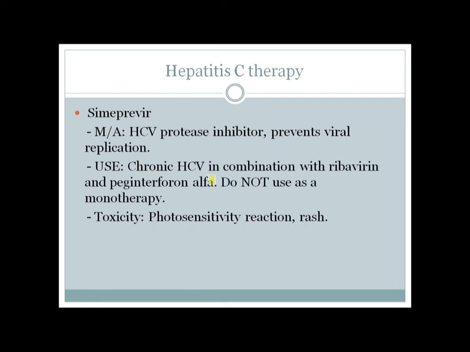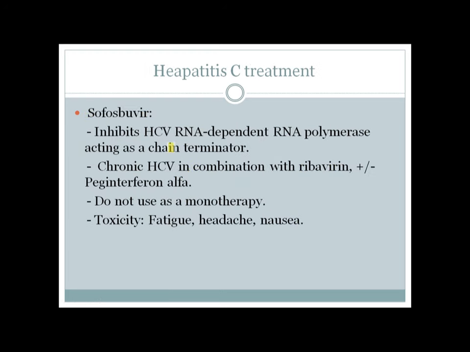Another drug for hepatitis C is simeprevir, which is an inhibitor of hepatitis C virus protease, and it prevents viral replication. So you can use it in chronic hepatitis C virus in combination with ribavirin and pegylated interferon alpha. But you shouldn't use that as monotherapy. That's important to note. And also, it can cause photosensitive reactions and rashes in the patient.